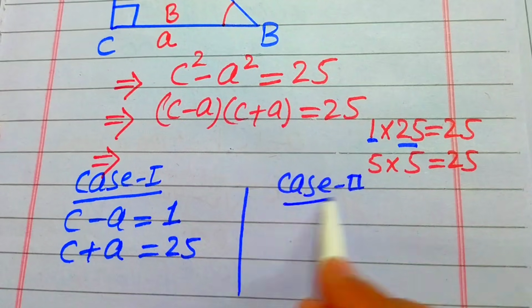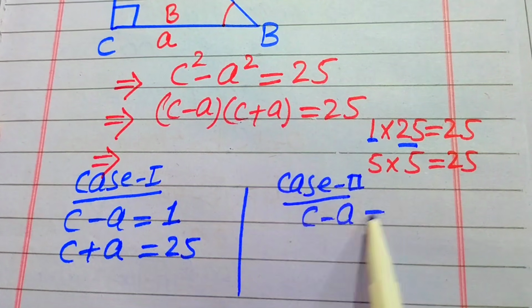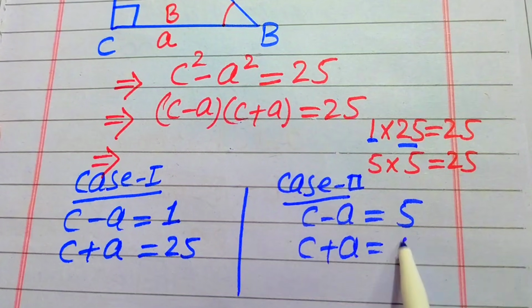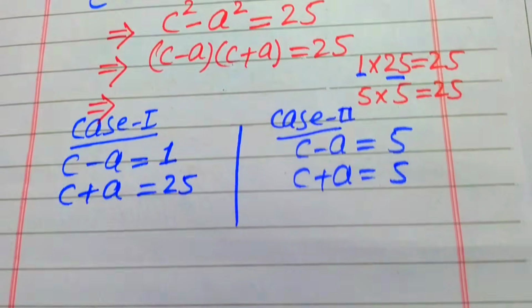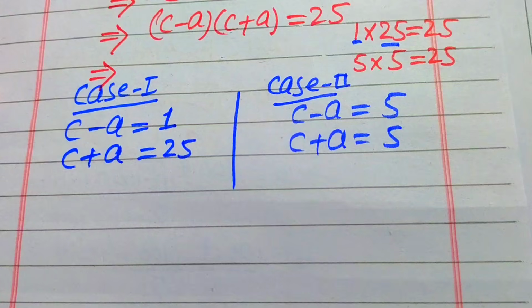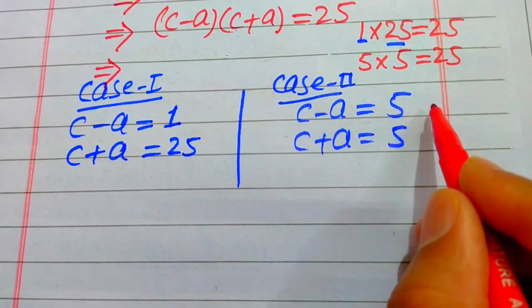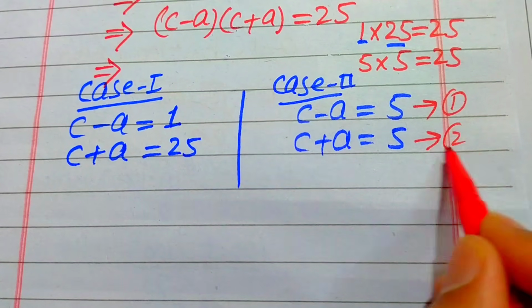So in the second case we compare these two factors with 5, and we get c minus a equals 5 and c plus a is also equal to 5. So there are two cases, and we need to solve both of them to get the values of a and c. First we focus on the second case, and we call this equation number 1 and this is our equation number 2.